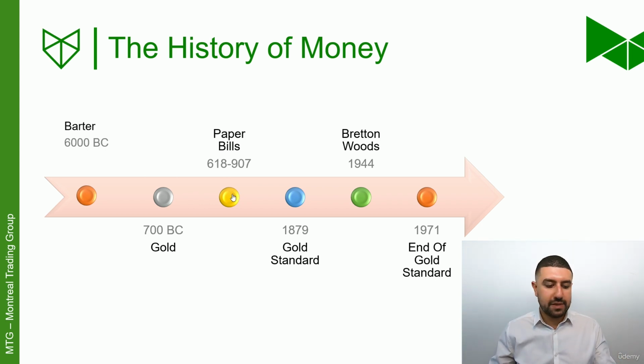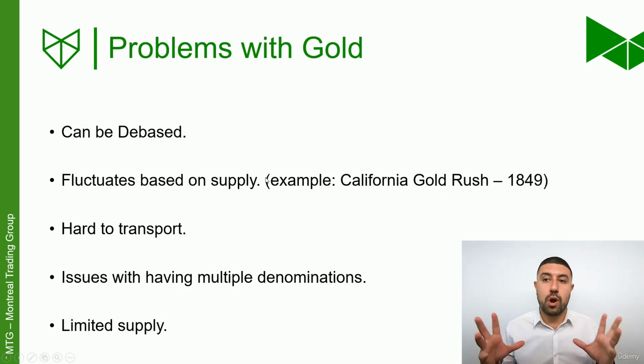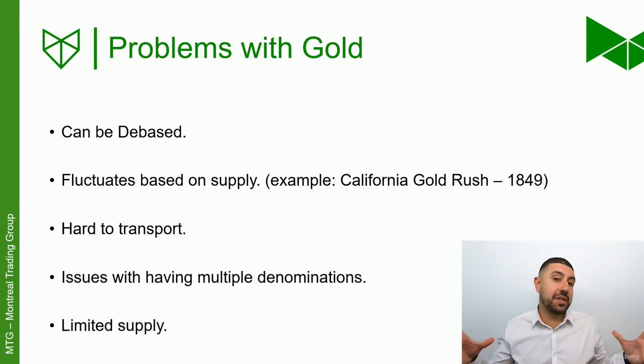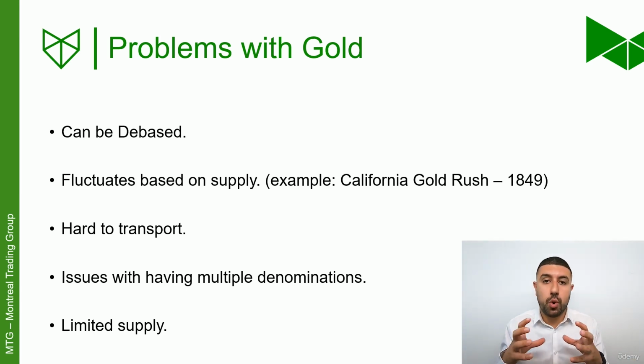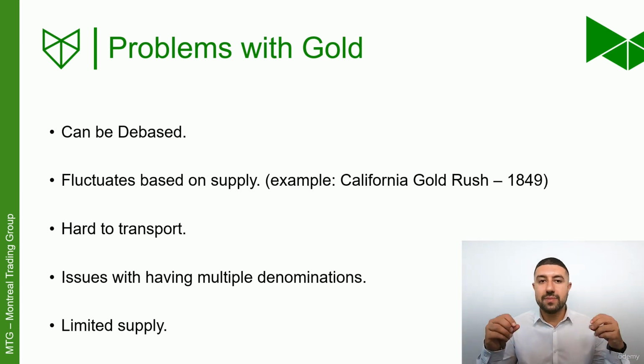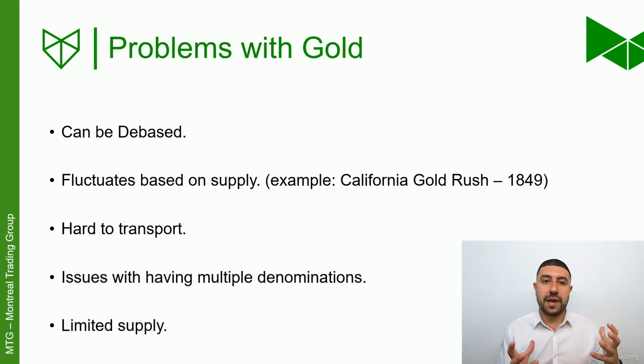So let's talk first about, well, what are the downfalls or the problems of gold? Well, first of all, it can be debased. What does that mean? Well, somebody can take a brick of gold, a coin, melt it, add some things to it, and make 2 more coins, or make a coin and a half from it. So basically, it can be debased. The supply can also fluctuate.